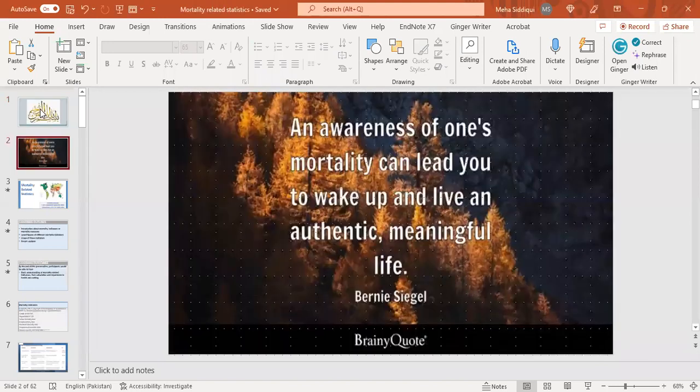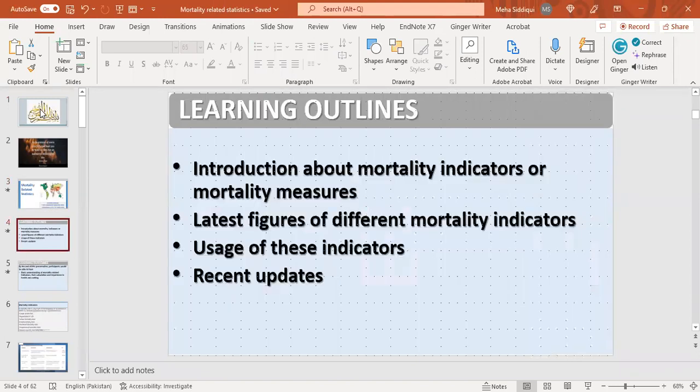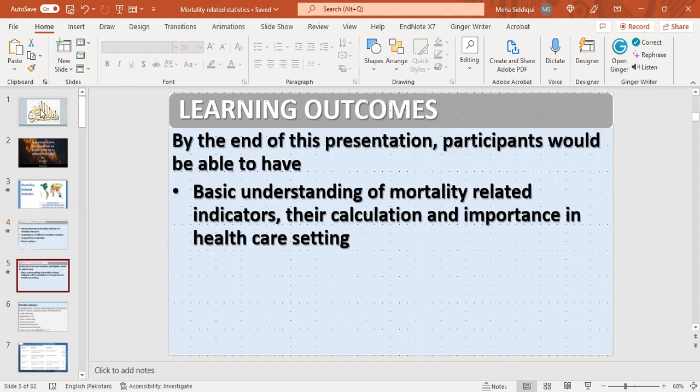Bismillahirrahmanirrahim. Quote of the day: an awareness of one's mortality can lead you to wake up and live an authentic, meaningful life. Today, the topic of my presentation is mortality-related statistics, and I'm presenting it under the supervision of my professor, Dr. Salamsa. Learning outlines: introduction about mortality indicators or mortality measures, latest figures of different mortality indicators, usage of these indicators, and recent updates in the end.